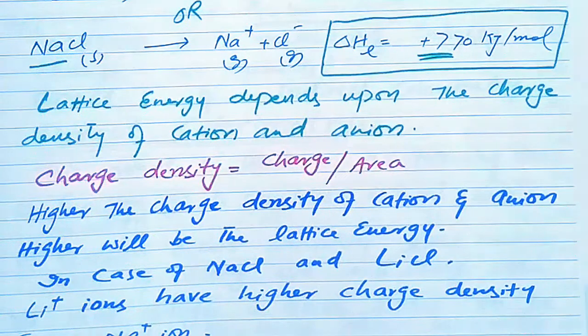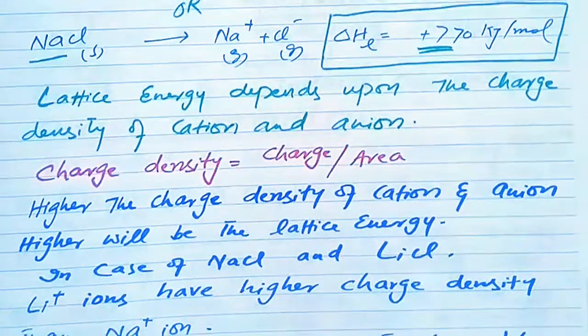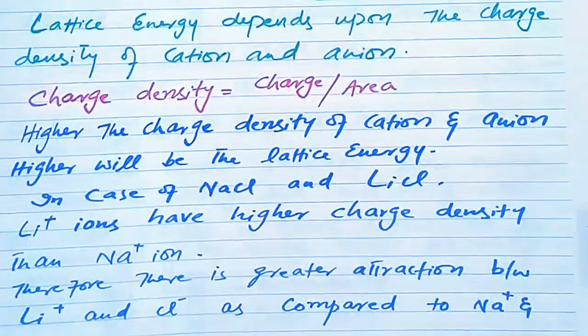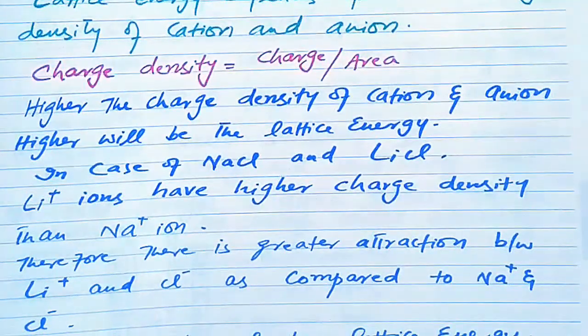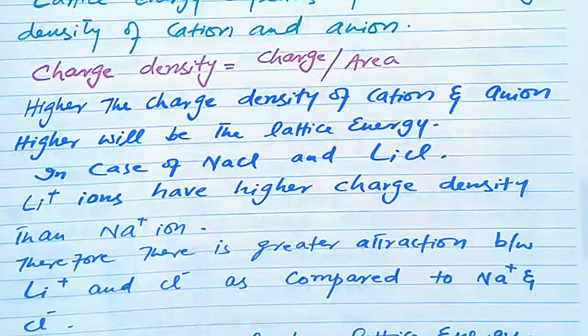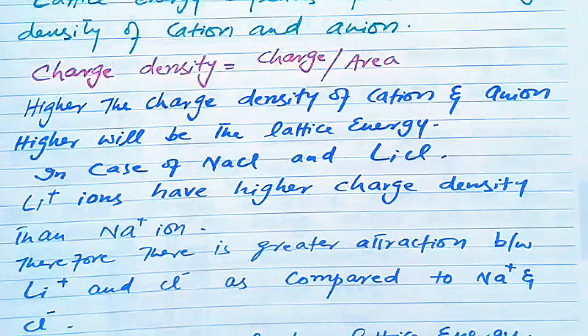Now lattice energy depends upon the charge density of cations and anions. Charge density is defined as the charge per unit area. The higher the charge density of cation and anion, the higher will be the lattice energy.